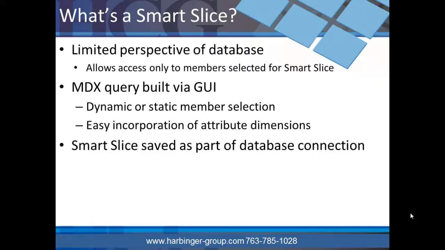outline, as it's called. Besides that, if you have attribute dimensions, the Smart Slice is a very easy way of incorporating those attribute dimensions in your report, as opposed to the somewhat difficult method of doing it when you're just in regular SmartView. And once you're done creating the Smart Slice, what happens to it? It's saved as part of the database connection. Let's see what it looks like.